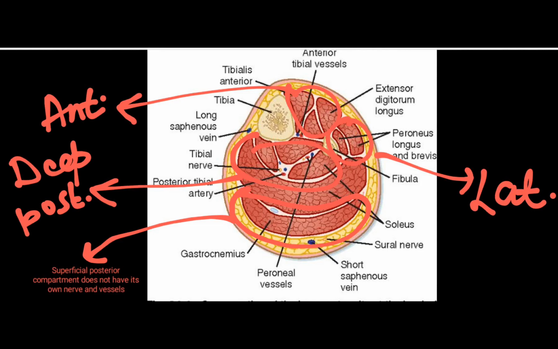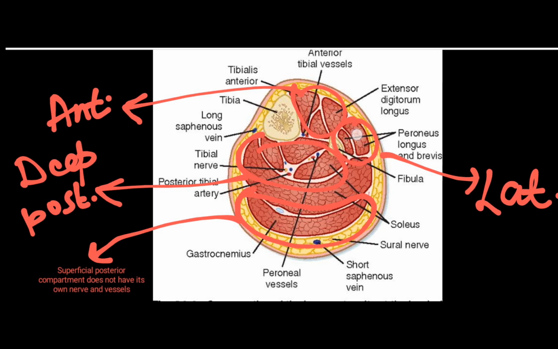So, what all we have in the anterior compartment? In the anterior compartment, we have muscles like tibialis anterior, extensor digitorum longus, extensor hallucis longus and peroneus tertius. These four muscles are there in the anterior compartment. And what is the nerve and the vessel in the anterior compartment? We have the deep peroneal nerve and the anterior tibial vessels.